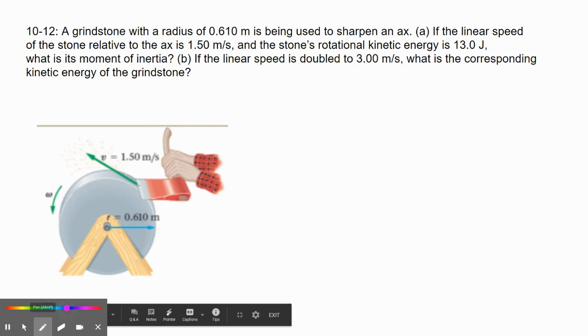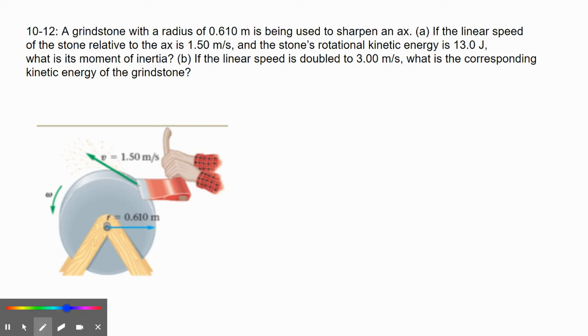Okay. And moving right along, we are going to look at this grindstone, which is sharpening an axe. Okay, so here we've been given the linear speed relative to the axe. So we have that. And we know the stone's rotational kinetic energy. So we want to find the moment of inertia. Again, take a look at your equation sheet. And I hope that you can see that the equation that relates kinetic energy to the moment of inertia looks like this.